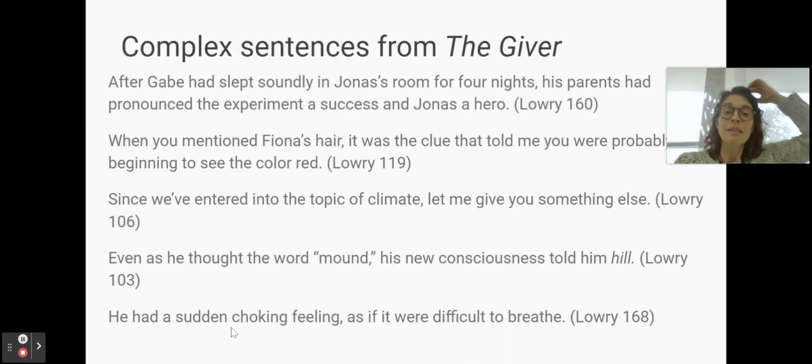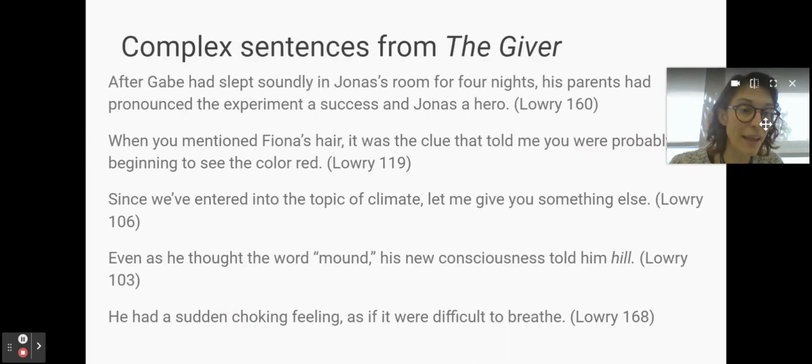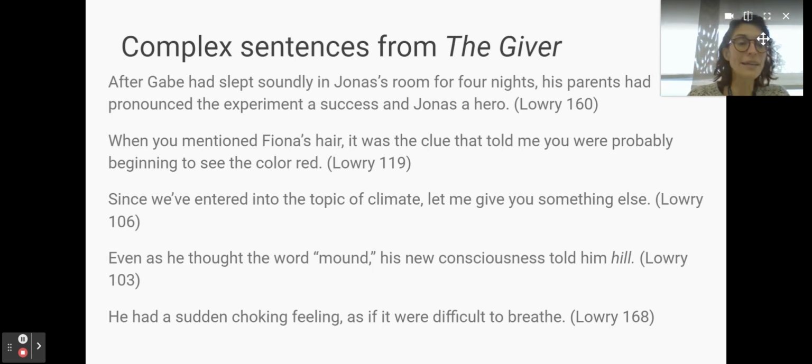Okay. Let's look at some complex sentences from The Giver. I went through the book and I did a little hunting since we're studying The Giver in 7th grade humanities. Let's look at the first one. After Gabe had slept soundly in Jonas's room for 4 nights, comma, his parents had pronounced the experiment a success and Jonas a hero. That first part before the comma is the dependent clause, starting with a subordinating conjunction, after.